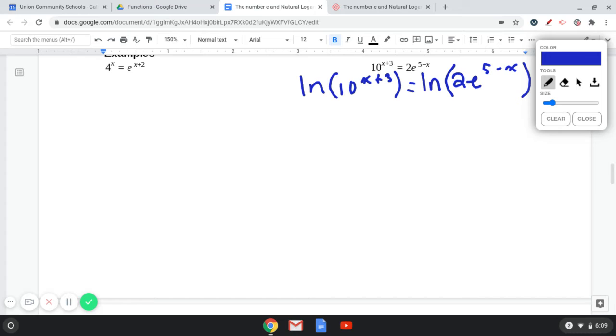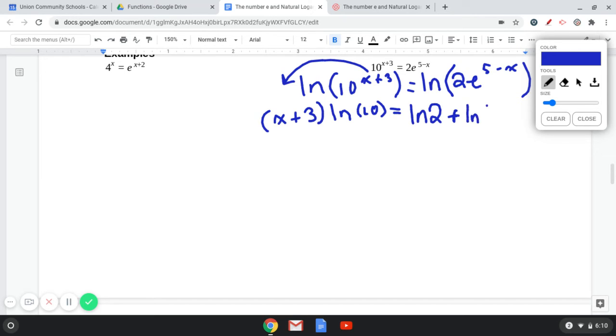Okay, left-hand side, we can pull this exponent out and we get x plus 3 times the natural log of 10 equals, all right, y'all. We have two terms here. We have this 2 and we have this e to the 5 minus x. Rules of logs say that we can split this into two different logarithmic expressions. We can say that this is equal to the log of 2 plus, because they're being multiplied together, the natural log of e to the 5 minus x.